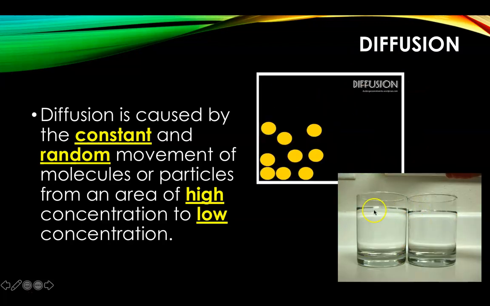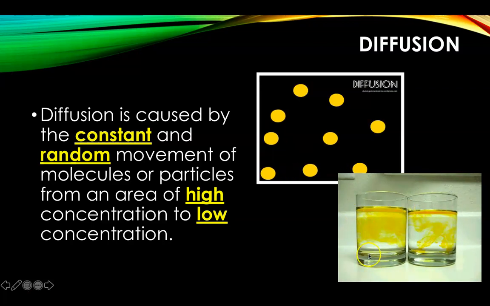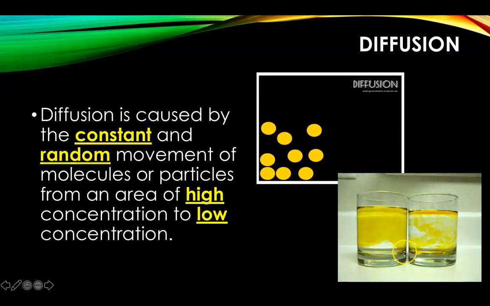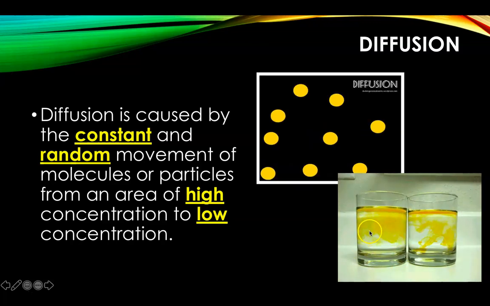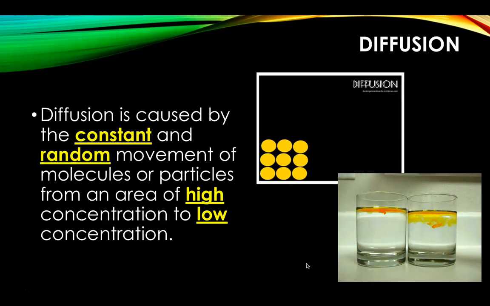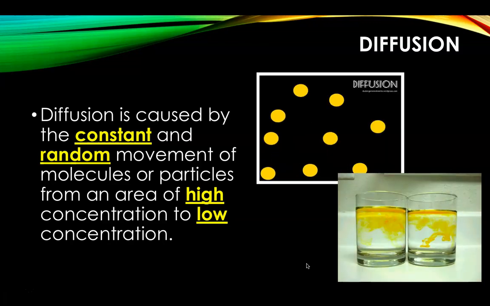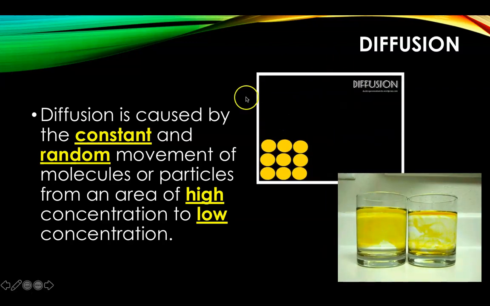And again, if you look here, you have food coloring added, high concentration when it's first added to the water, dispersing to the low concentration where there is no food coloring, and eventually dispersing throughout the entire liquid. So diffusion, if you can really remember it, it's just high to low. Things moving from high concentration to low concentration.